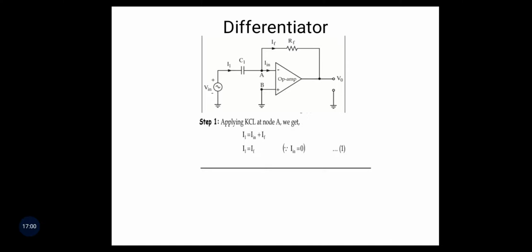Across node A we apply Kirchhoff's current law. Here IN equals 0 because the input to the op amp is 0. So entering current is equal to leaving current: I1 equals IN plus IF. Since IN equals 0, I1 equals IF.